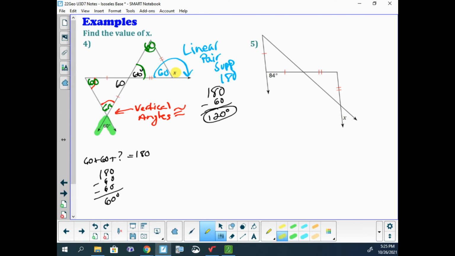Now we're going in reverse. We're trying to end at the angle x, and I was given 84 to begin with. Well, those are a linear pair. Those are supplementary. So 180 minus 84. Let's run that calculation. We get 96. So the other part of this linear pair is going to be 96 degrees.